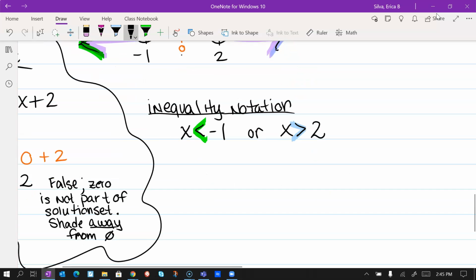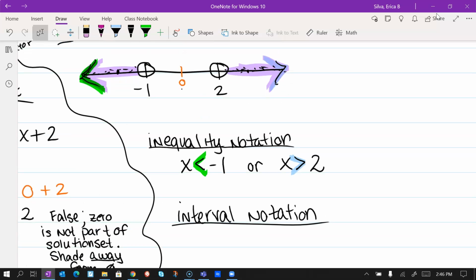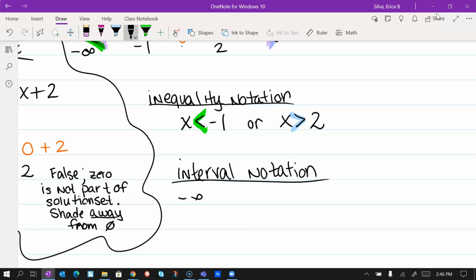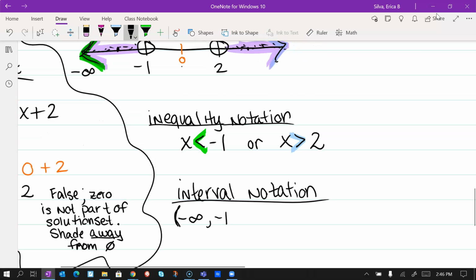Now the next one, we're going to do interval notation. Wakey, wakey. We're going to have 2 of them. We're not used to this. This is the first time we will do this. We're coming from -infinity because that's where my arrow is going. So we're going to go from -infinity to -1. Now, anytime we have infinity, are we putting a parentheses or a bracket? Parentheses. Always parentheses with infinity.